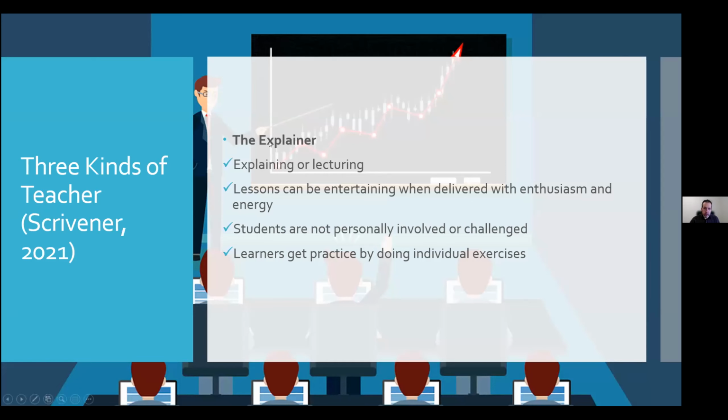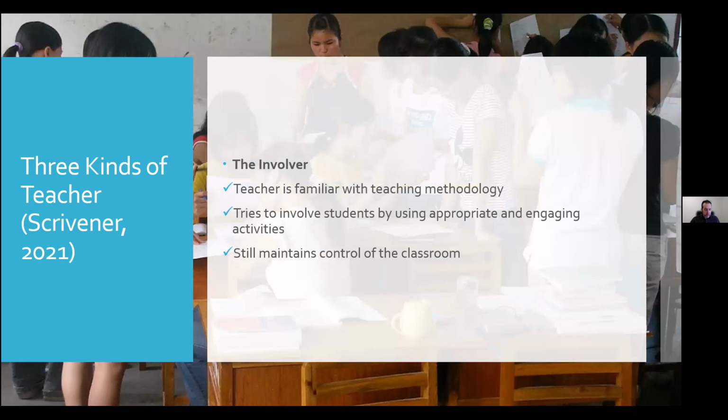The first is the explainer. And the explainer occupies the role of the giver of information in a teacher-centered and highly controlled classroom. And this could be said to be the default or the traditional image or belief of what teaching is and who the teacher is. The second he gives is that of the involver. And the involver loosens control a little due to a belief in a greater need of focus on students that may result from a greater awareness of teaching methodology.